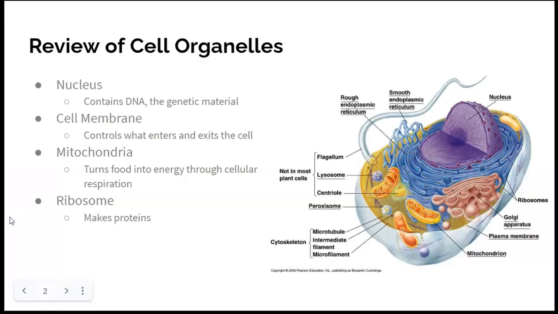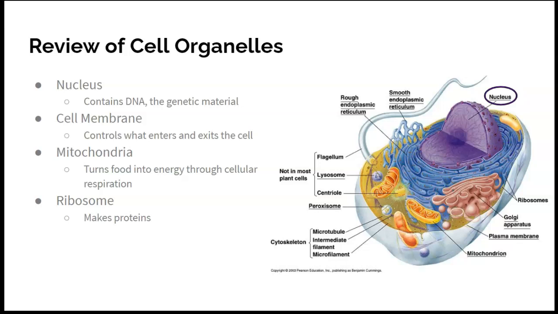of cell organelles. So our first organelle that we're going to talk about is the nucleus. And the nucleus is this big purple thing in the picture on the right. And basically the nucleus just contains our DNA, which is our genetic material. It's very important, it's sort of like the brain of our cell.